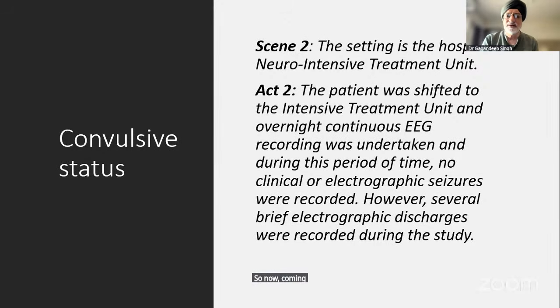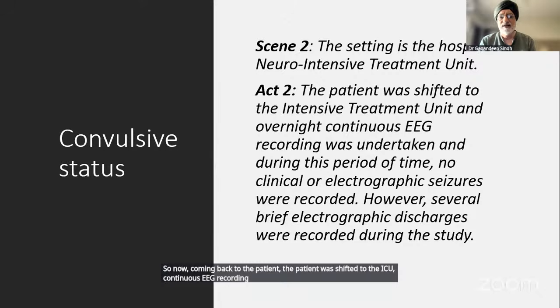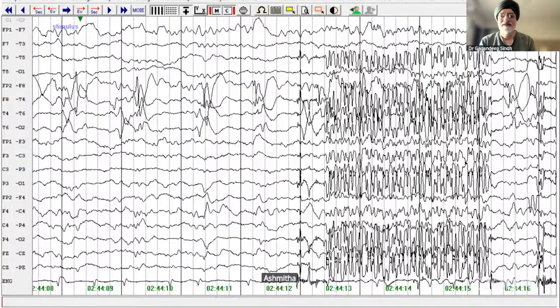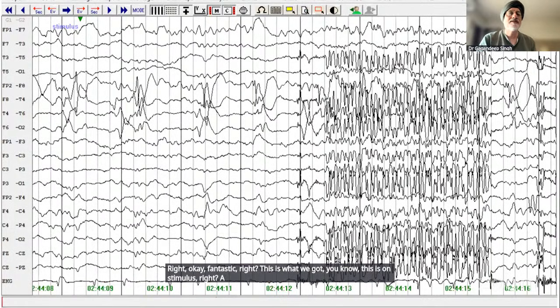So now coming back to the patient, who was shifted to the ICU. Continuous EEG recording was done. In the beginning, there were no electrographic seizures, and however, right. Okay, fantastic. This is what we got. This is on stimulus, right? A stimulus was given. You can see the green triangle right in the beginning of the EEG on the top is where the stimulus was given. And this was the kind of discharge that was recorded, right?